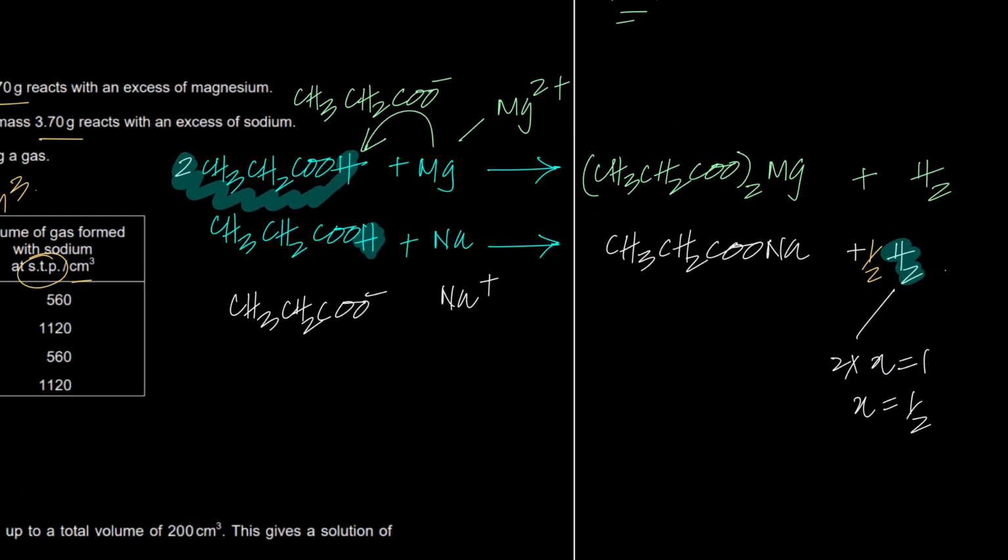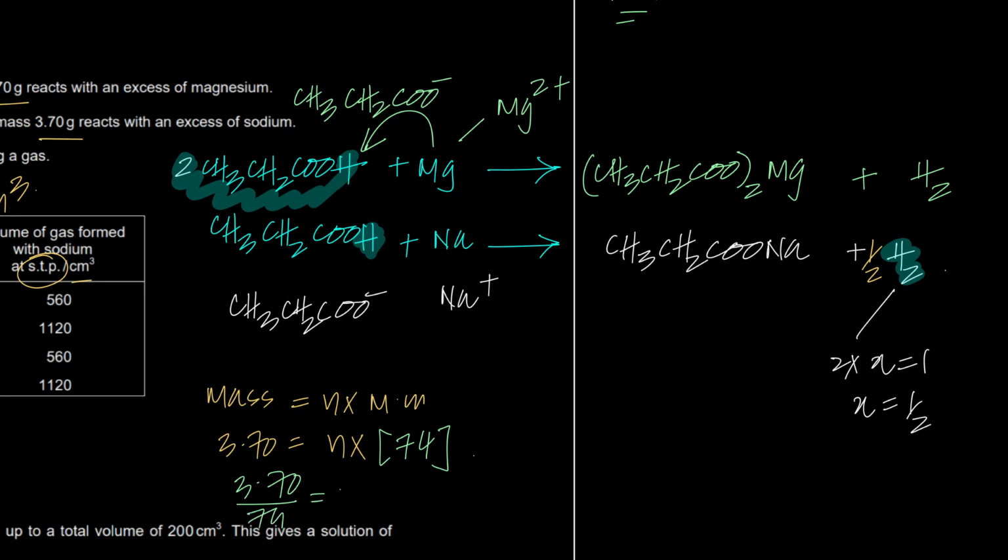Convert the data given to you into moles. So mass equals mole times molar mass. 3.70 grams is given. Mole, I don't know, of propanoic acid. Molar mass of propanoic acid is what? You guys can calculate it. How many carbons do you have? 3 carbons, 12 times 3. How many hydrogens do you have? 3 plus 2 plus 1. That's 6. Plus, how many oxygens do you have? 2. So that's 74. Right? So 3.70 divided by 74 equals n. What is n equal to? 3.70 divided by 74. You have 0.05 moles of propanoic acid.